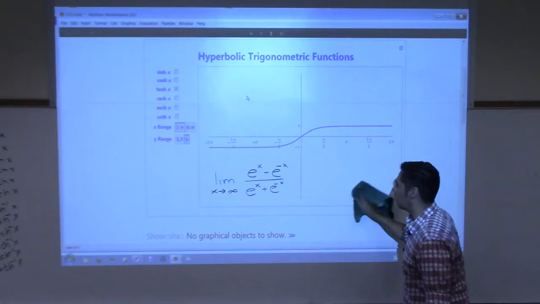Got it? Now, what is tangent? What was tangent back here, back in pre-cal? Tangent, in terms of the other trig functions, was just sine over cosine, right? Well, it turns out hyperbolic tangent is exactly the same thing. It is just sine hyperbolic x divided by cosine hyperbolic x.